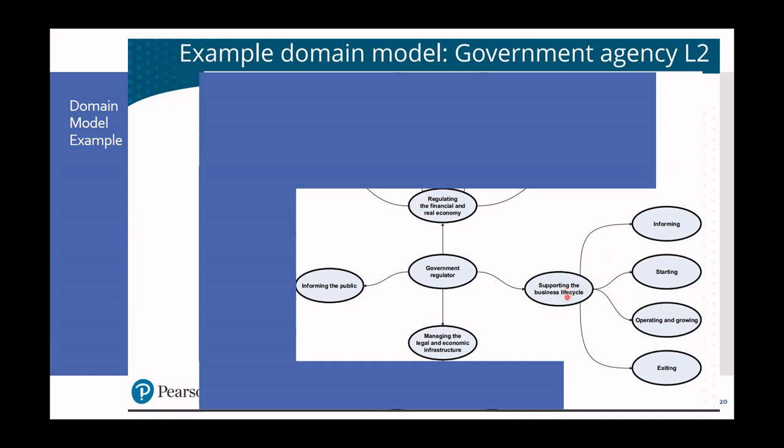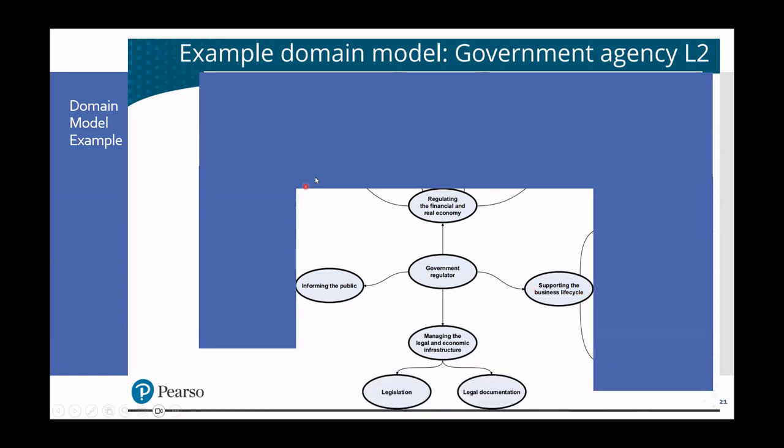Okay, so we focused on supporting the business life cycle, and the sub-concepts of that would be informing, starting, and so on. Okay, so we are focused on this particular concept, but we know how it is related to the other, through the relation of the core concept. So the big picture is still in mind, why we have a particular zoom in or focus on one of the concepts in order to add more details to it. Okay, and then once we're done with this, we can cover up the details and focus on another aspect here.